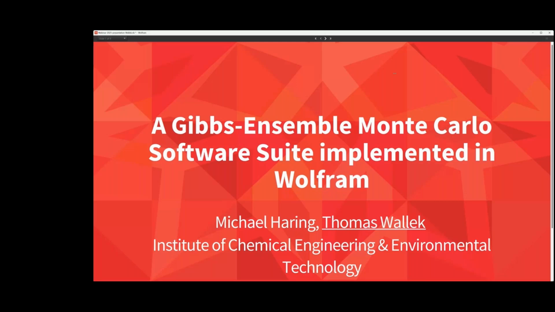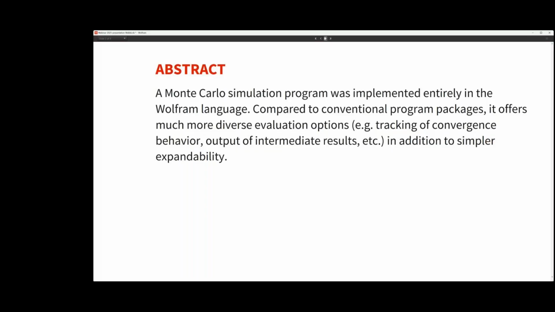The title of the following talk, prepared by Michael Haring and myself, is a Gibbs Ensemble Monte Carlo simulation software suite implemented in Wolfram. So today we report on a Monte Carlo simulation program that was implemented entirely in Wolfram language and, compared to conventional program packages, therefore offers much more diverse evaluation options like tracking of convergence behavior, output of intermediate results, and so on, in addition to simple expandability.